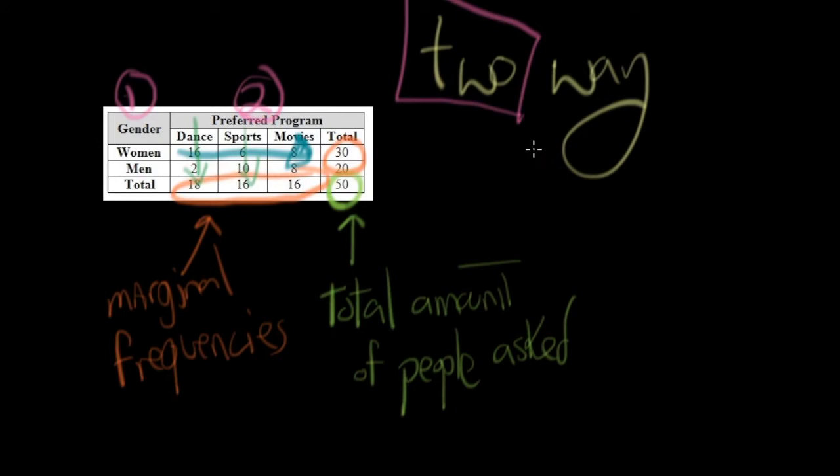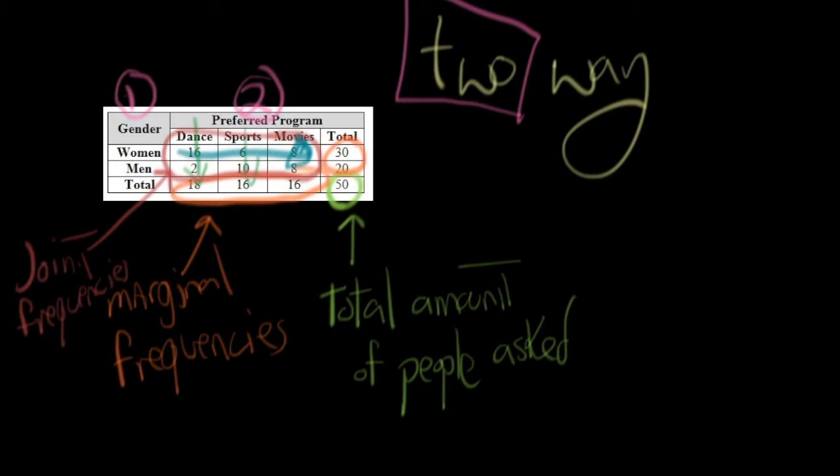What do you call all the stuff in the middle? This stuff here, not the marginal frequencies. We call those joint frequencies. Okay, so that's how you read a two-way table, and it gives you some pretty interesting things.